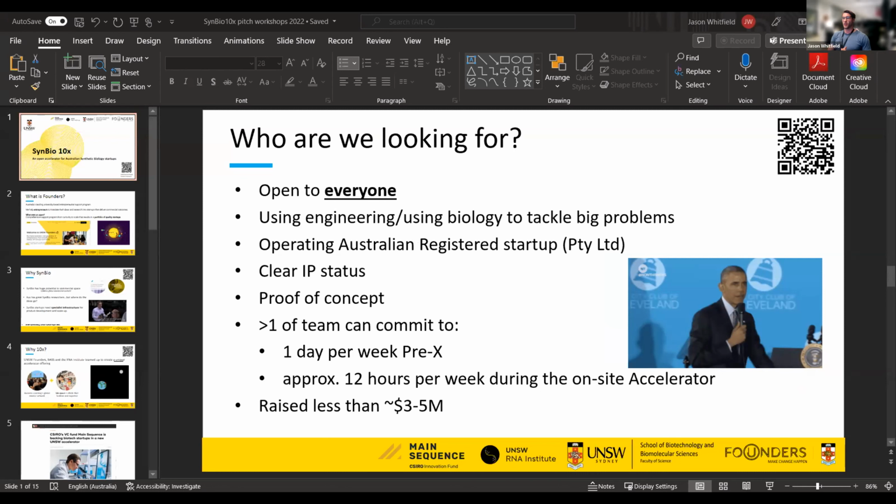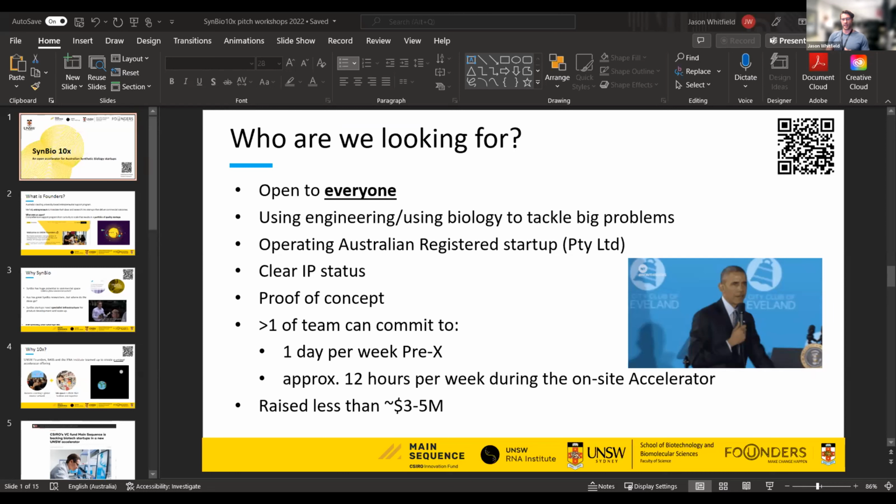The only other things we want to know is that you have a clear IP status, and by that we mean that you have a license to operate and exploit any intellectual property that your company would be using. Ideally, we'll be looking for someone who has a proof of concept, and that can mean that what you're trying to do is established and there is a real solid fundamental grounding for it. You don't necessarily have to have been the ones to do it yourself, although that would help your chances. But we don't really want you to be in those really early days of exploring a concept. We really want you to understand what you're doing and have a clear path towards creating a product or service. And of course, we want you to be able to commit to the program.